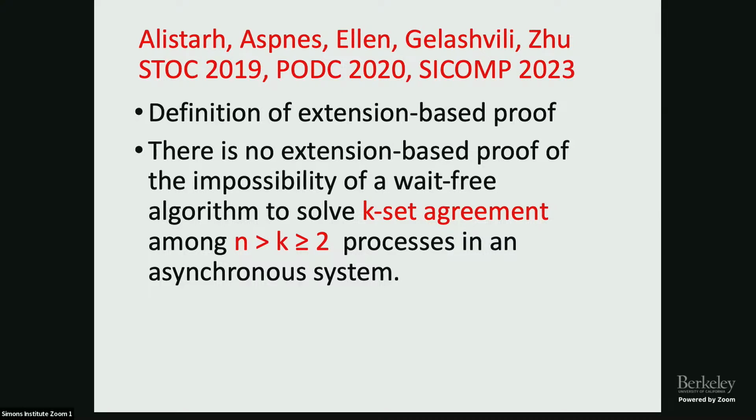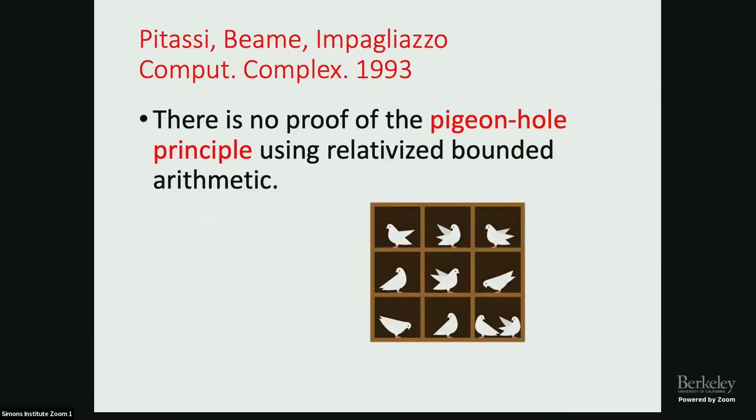So why am I talking about extension-based proofs at this workshop? This result is related to results in proof complexity. This showed that certain theorems cannot be obtained in weak formal systems. For example, Toni, Paul, and Russell proved that there's no proof of the pigeonhole principle using relativized bounded arithmetic. And in the early stages of our research on extension-based proofs, talking with Toni about what we were doing was very helpful.